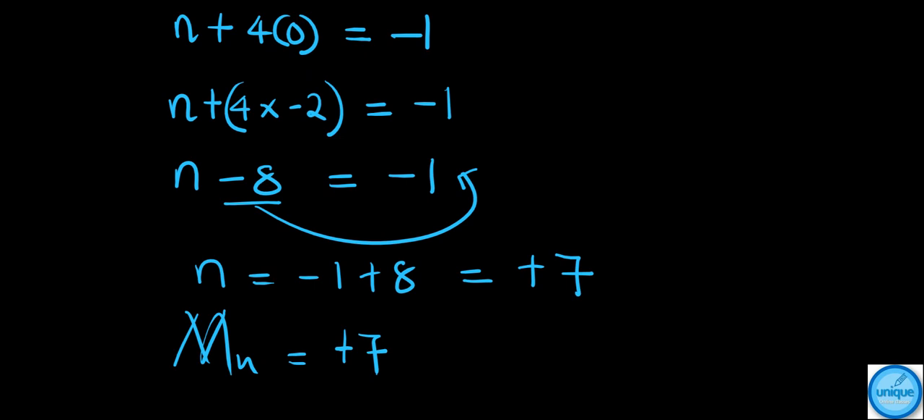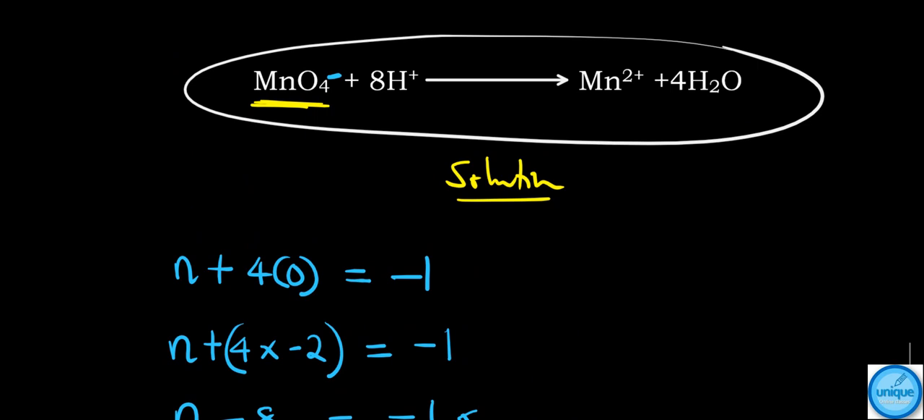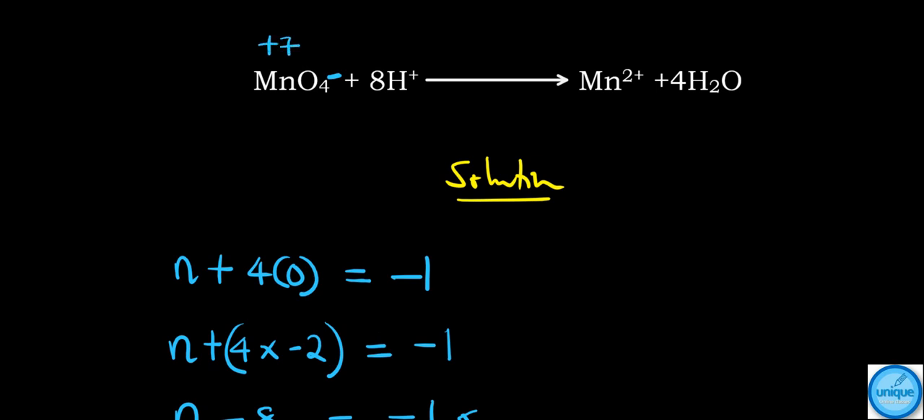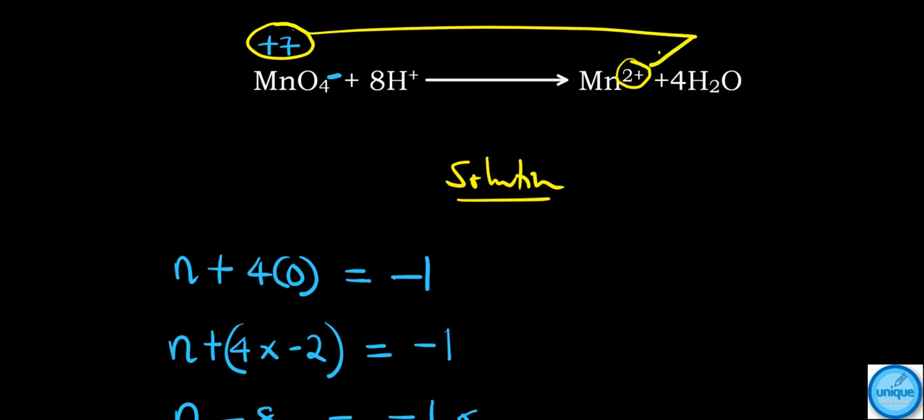Now we can go back to our equation to see what has happened. Our oxidation number of manganese we found is plus 7, whereas here it was found to be 2 plus. You see there. So we can conclude that the number went from plus 7 down to plus 2. The charge is 2, and we simply take the charge as the oxidation number, so this is plus 2. So you can see it changed from plus 7 to plus 2.